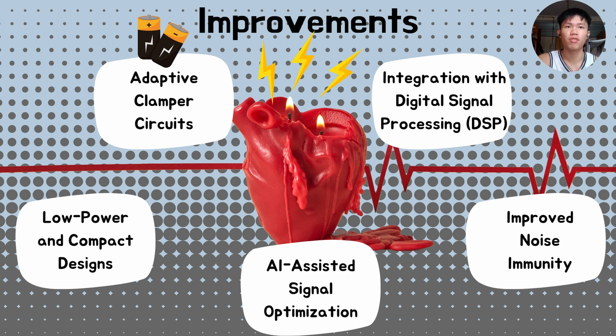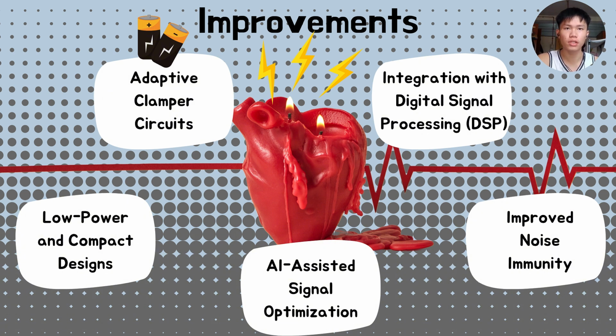The future improvement in clamper circuits for ECG machines may focus on enhancing their adaptability, efficiency, and signal accuracy. Adaptive clamper circuits could dynamically adjust the clamping levels in real time to handle patient movement and baseline drift more effectively. Low-power compact designs using CMOS or MEMS technology would also support wearable and portable ECG devices.